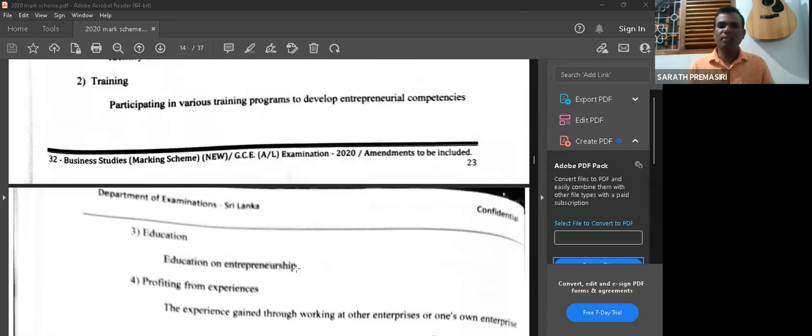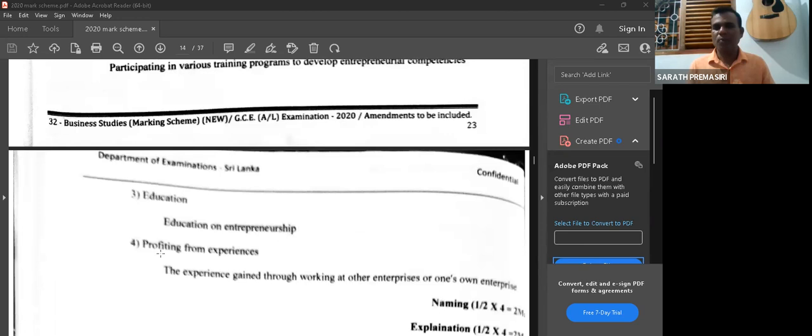Education on entrepreneurship. Profiting from experiences. Now most business people can do businesses, and by getting some experiences, they can develop the business. Profiting from experience.